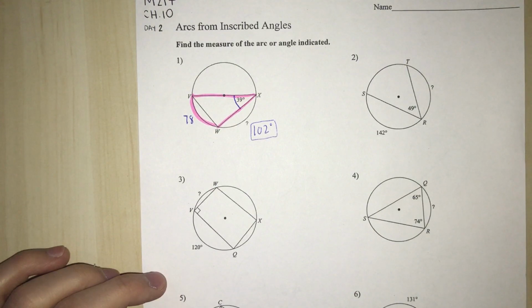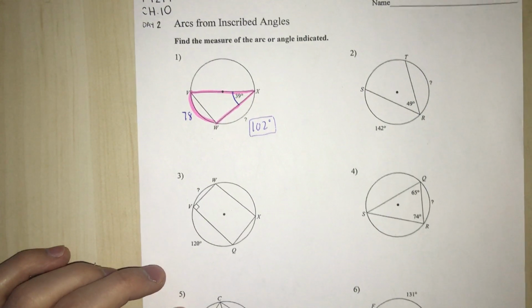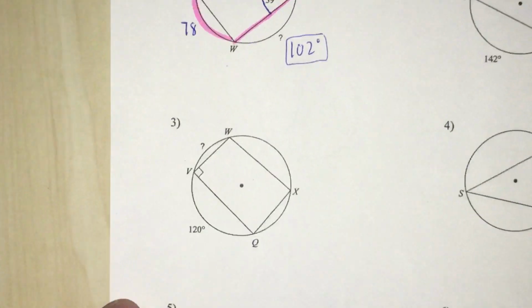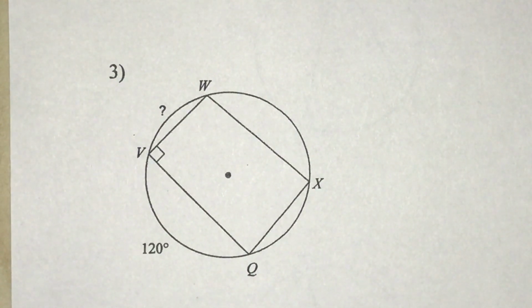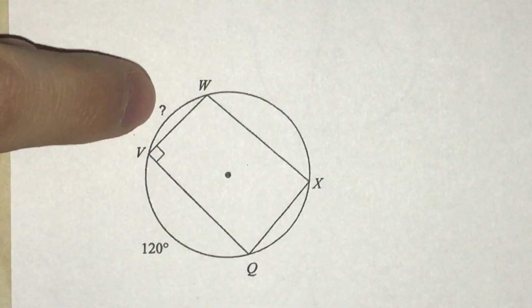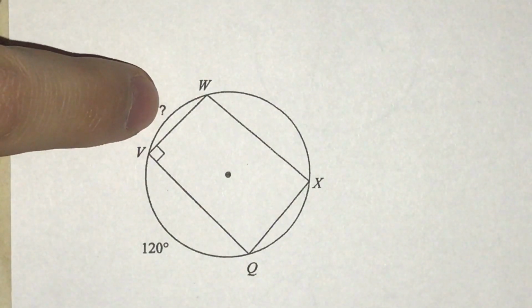Let's do 3. Ooh, 3 is no bueno. Oh, it's not that bad. Oh, okay, beautiful. Oh, man, I had no clue what I was doing for this one for a second. Okay. So, we want to find this. WV, which we don't know what WV is.